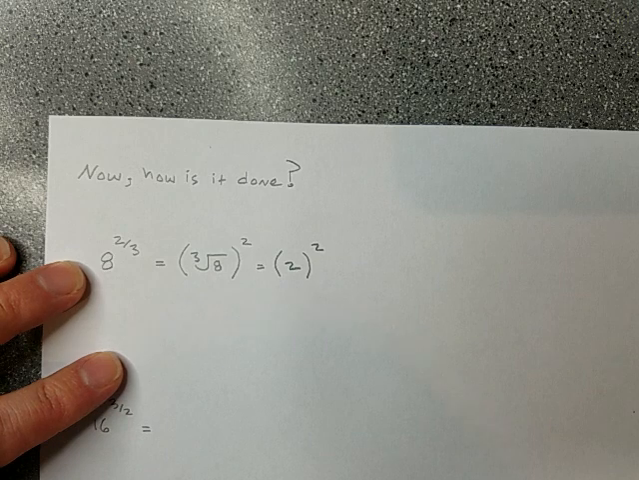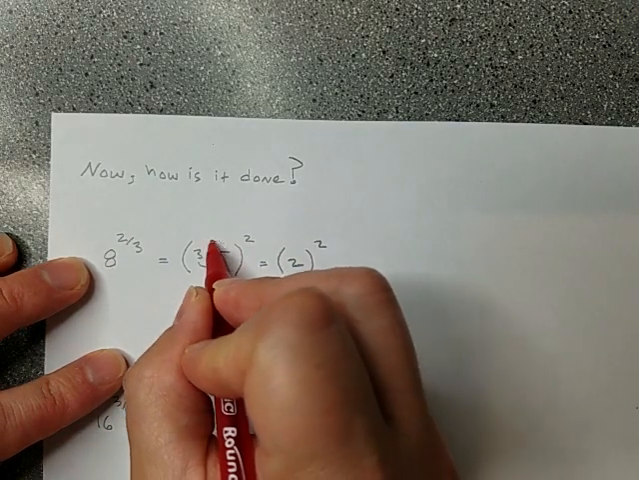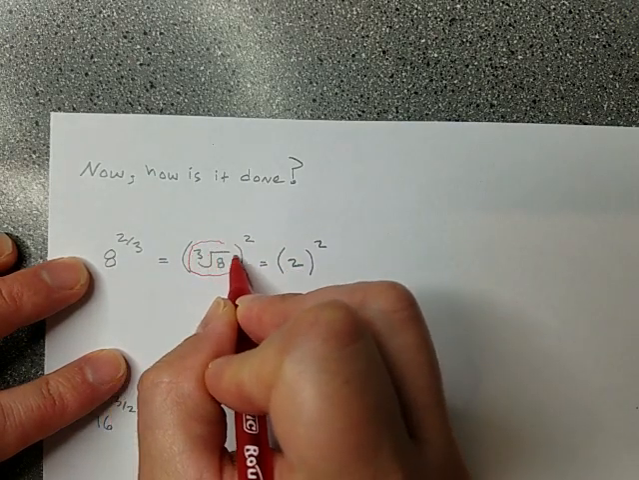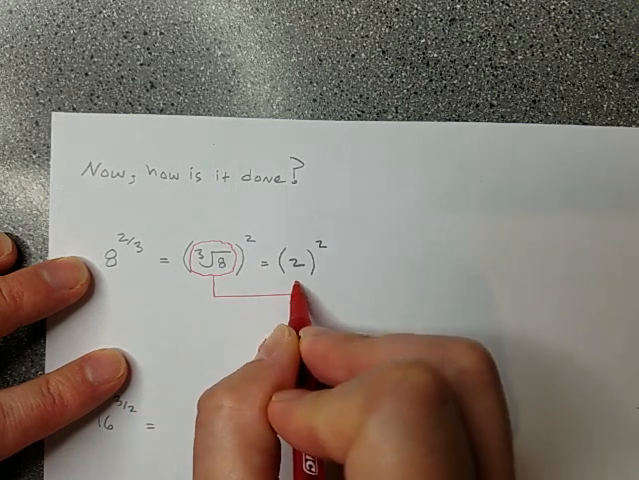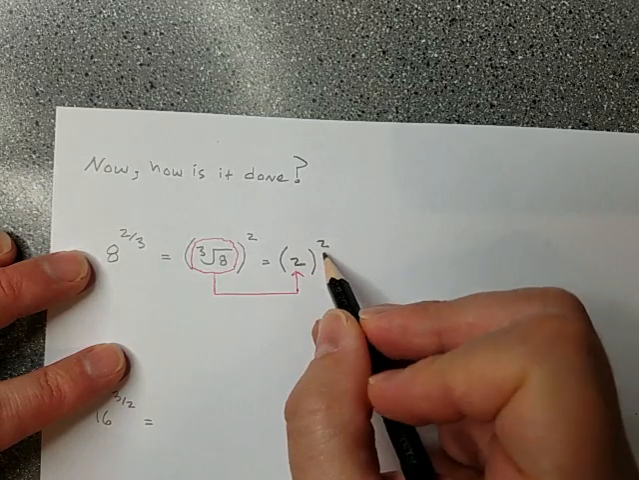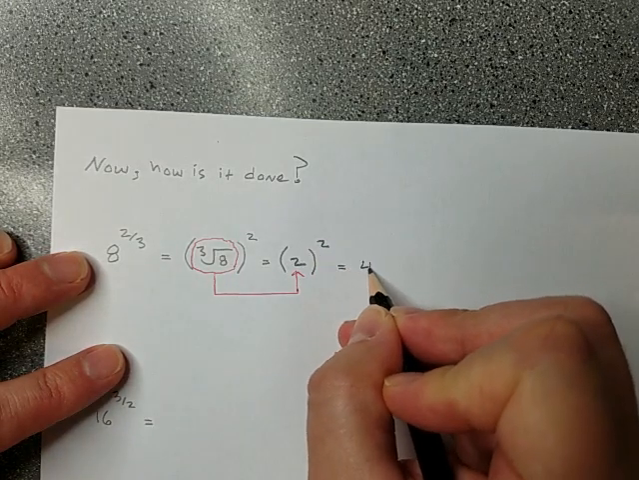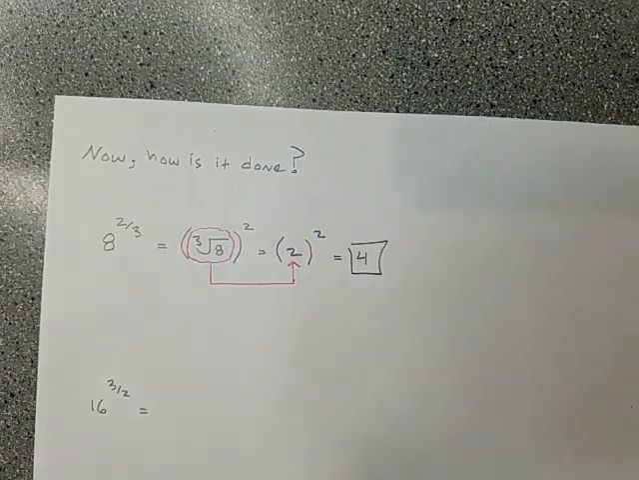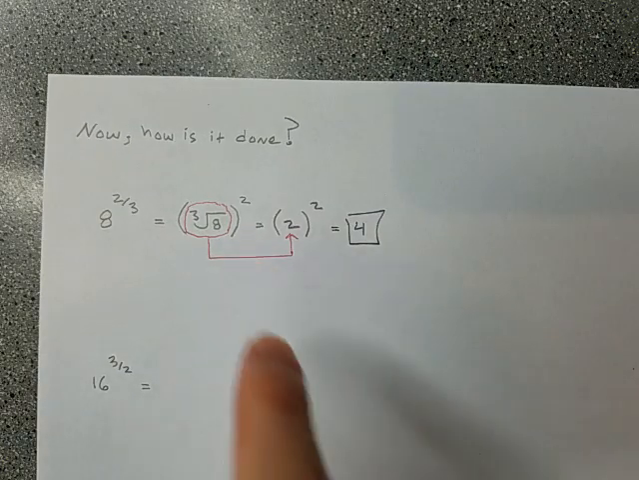All right, so what I'm saying is, I'm gonna figure out this number first. Okay, and I got 2. And then, now that I have that, I'm gonna raise it to that power. 2 squared, that's equal to 4. All right, so 8 to the 2/3 power is 4. Now you know how to do that on paper.